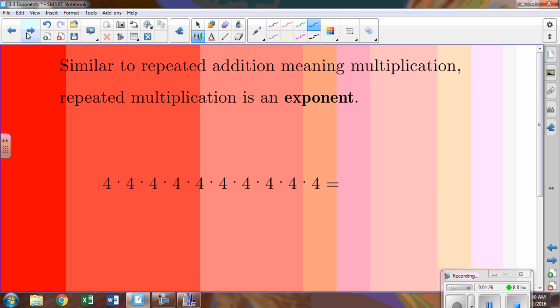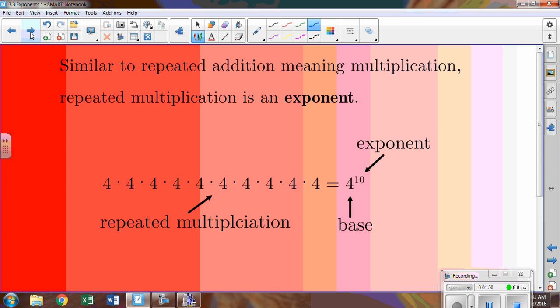We are repeatedly multiplying 4 over and over, so that will be our number 4. And then we'll count how many of them there are. 1, 2, 3, 4, 5, 6, 7, 8, 9, 10 of them. And because there are 10, we will write it with an exponent. Just to emphasize that again, whenever we have repeated multiplications, the number that gets multiplied over and over is called the base. How many times is the exponent?